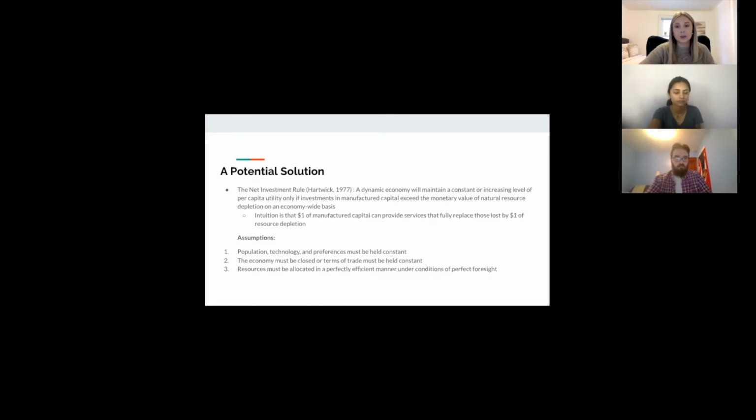So it's important to know, however, that this solution is only viable under three very stringent assumptions. First, that population, technology, and preferences must be held constant. Second, that the economy must be closed or terms of trade must be held constant. And third, that resources must be allocated in a perfectly efficient manner under conditions of perfect foresight. So from these, we can clearly see that although this solution looks good in theory, it's extremely difficult to apply it accurately to real-world scenarios.